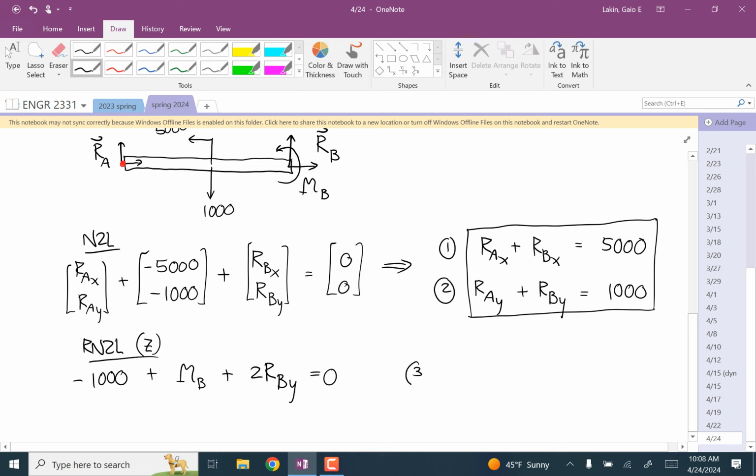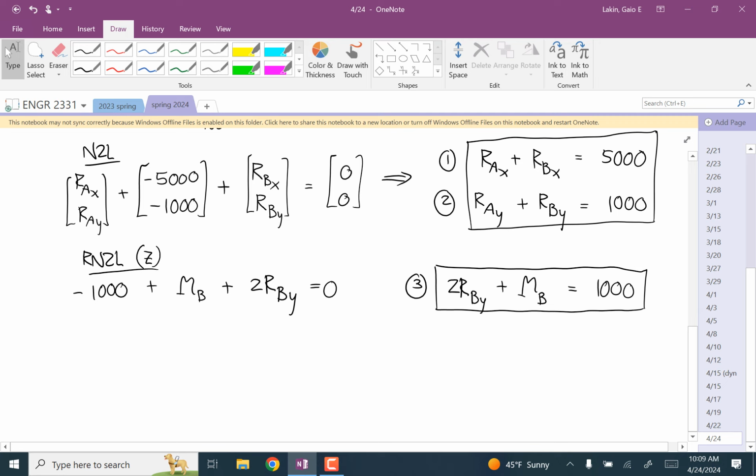And that gives us our third equation that says 2RBY plus MB is equal to 1,000. In a statically determinate problem, now you could solve this for the external loads, but here we can't. We have 3 equations for 1, 2, 3, 4, 5 variables.